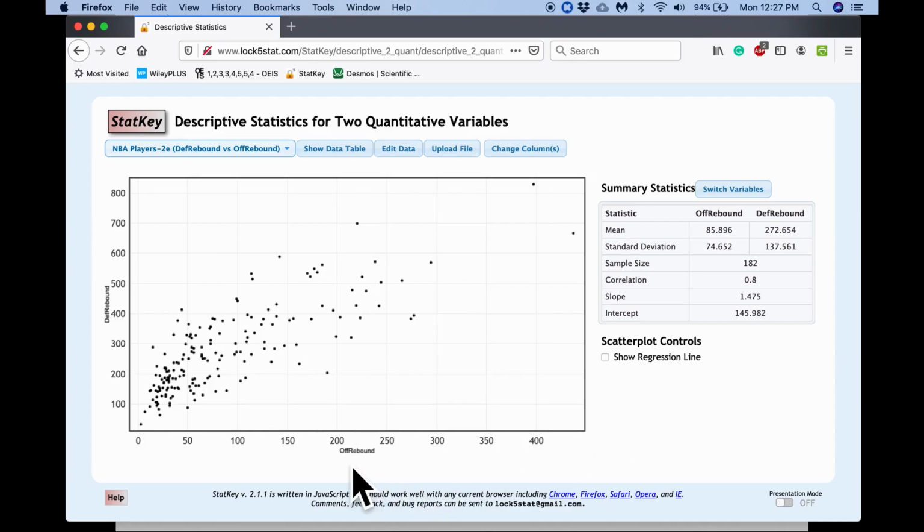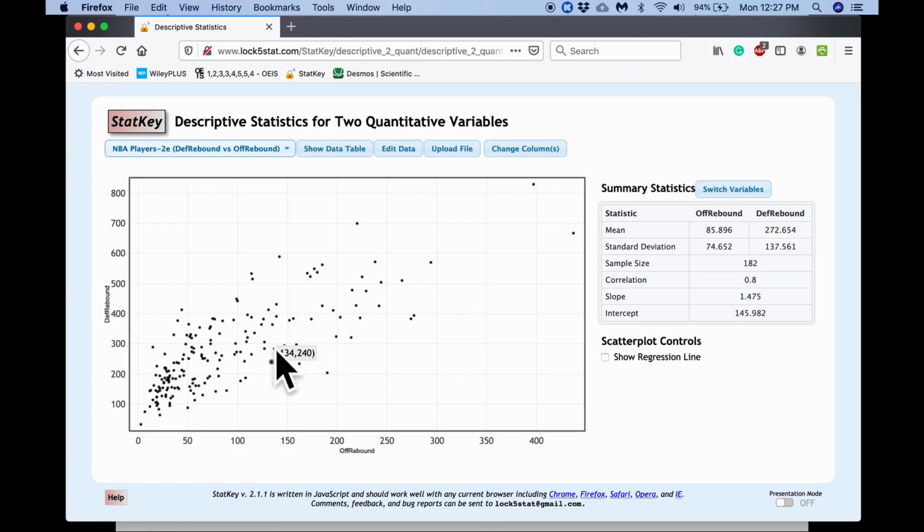First of all, let's look on the x-axis. It's labeled offensive rebounds or off rebounds, and the y-axis is labeled def rebound or defensive rebounds. Each one of these dots in the display represents an NBA player. And when you mouse over the dot and look at its coordinates, what's being given to you here is that for that particular NBA player, there were 134 offensive rebounds and 240 defensive rebounds.